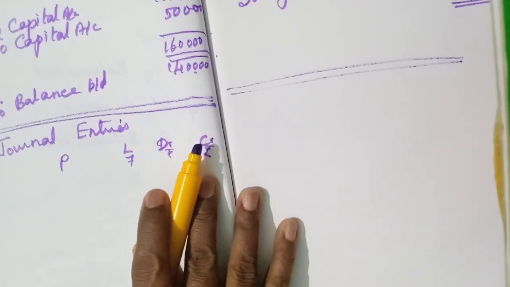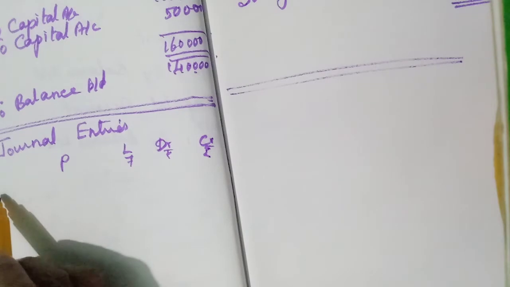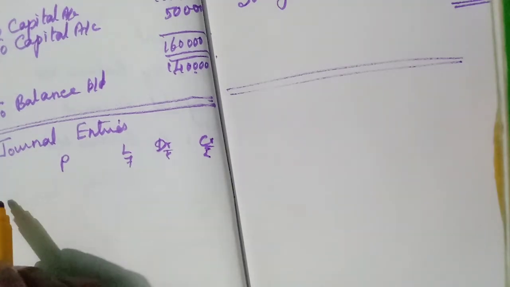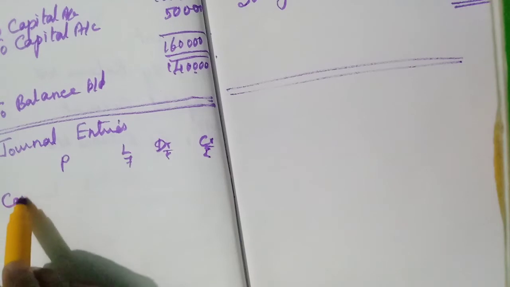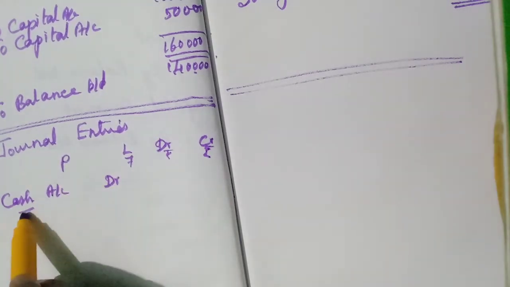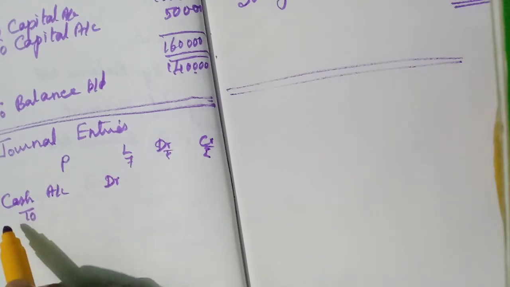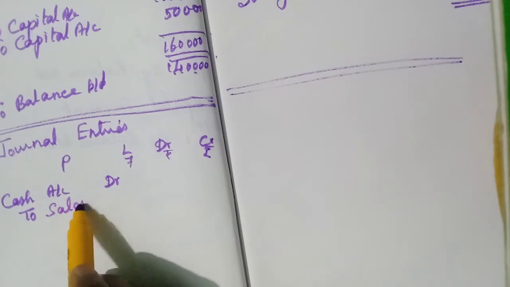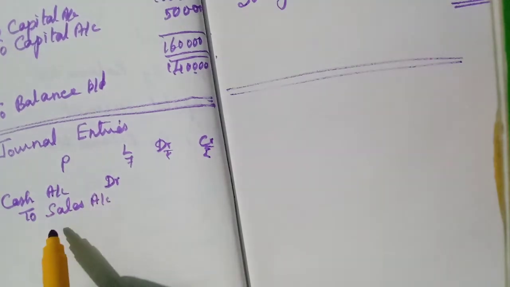So when we receive a check, you have to treat it as though we have received cash. So first write the date, 2017 August 10. Cash account debtor to sales account. Sold goods means sales. That sales will be credited.